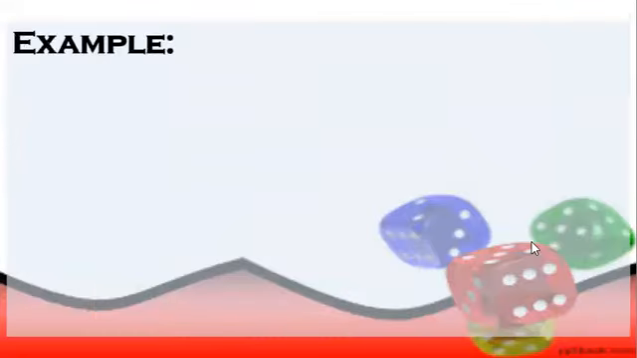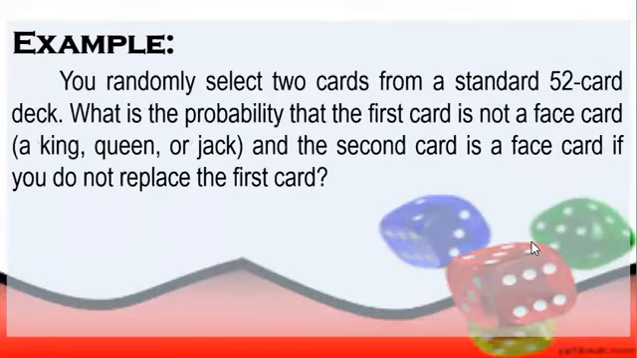Let's have another example. So you randomly select 2 cards from a standard deck of 52 cards. So what is the probability that the first card is not a face card and the second card is a face card if you do not replace the first card? Ayan, so kumbaga po, pagkabunot natin sa first card, hindi na po natin ibabalik yung card na yun.